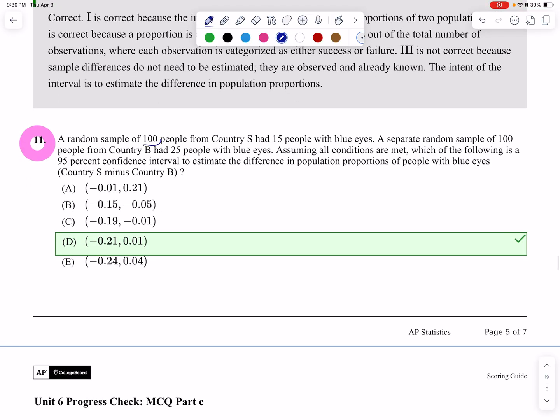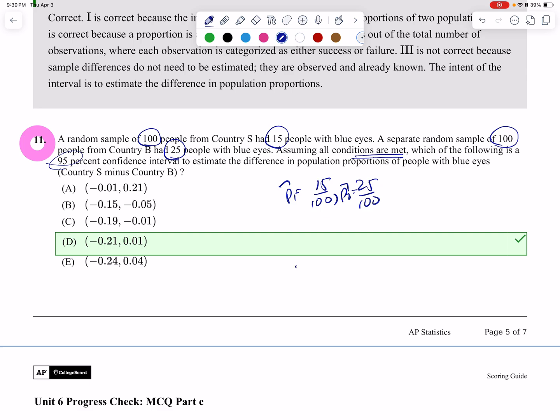A random sample of 100 people from this county had 15 people with blue eyes. A separate random sample of 100 had 25 with blue eyes. So I have 15 out of 100, and I have 25 out of 100. So that's going to be p1 hat and p2 hat. Assuming all conditions are met, which of the following is a 95% interval to estimate the difference of the populations in blue eyes, county A minus county B?